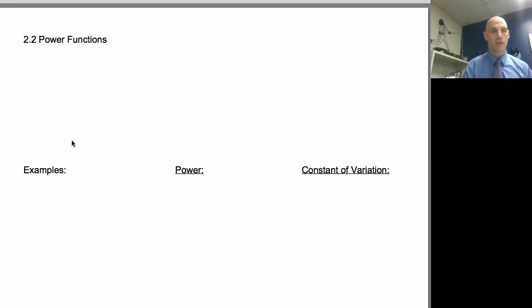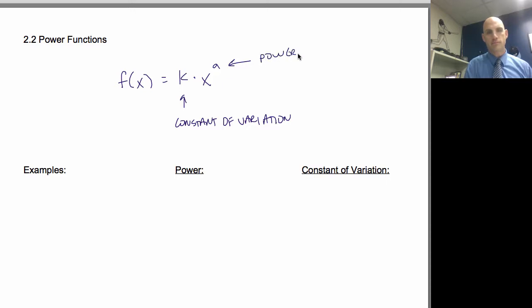So let's go. First of all, a power function looks like this. F of x is equal to k times x to the a power. So we've got x to some power. K is called our constant of variation, and a is our power. K and a are non-zero constants.